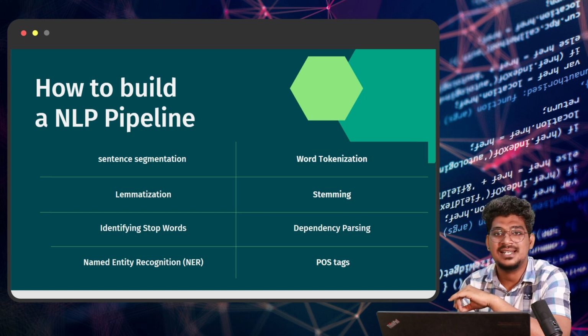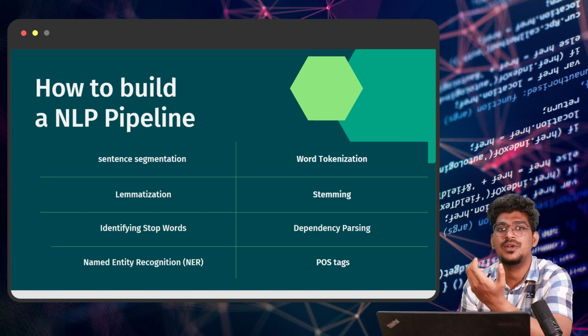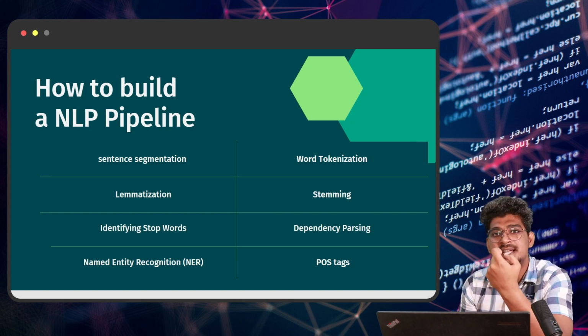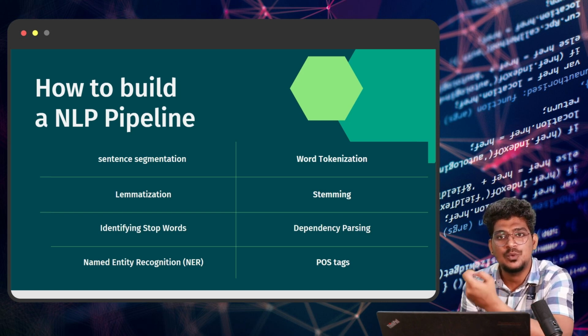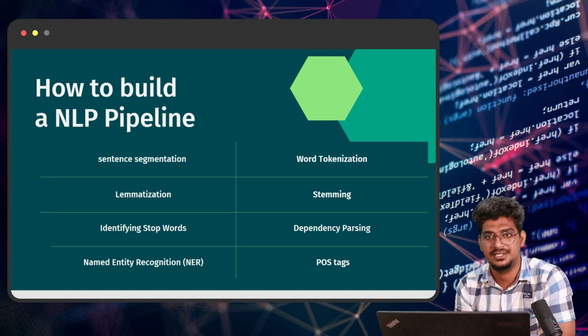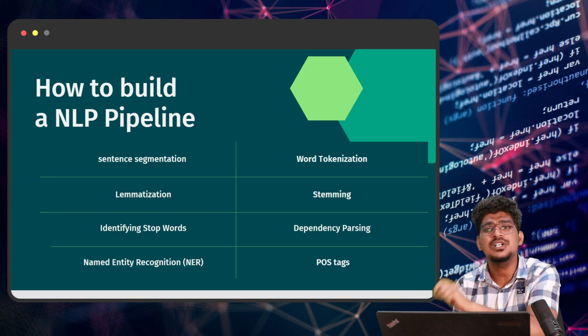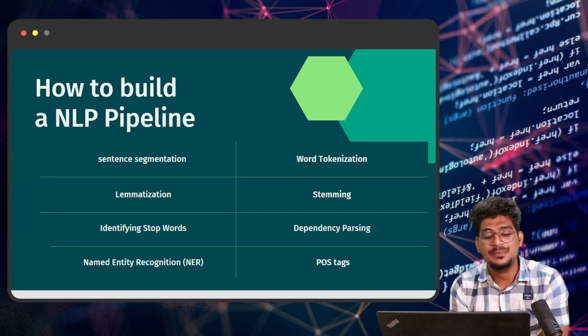Then dependency parsing. In the sense, for example, when you consider one particular sentence, we need to find the correct word it is related to or not. Relation words we are going to find. Relative words we are going to find. That is dependency parsing.